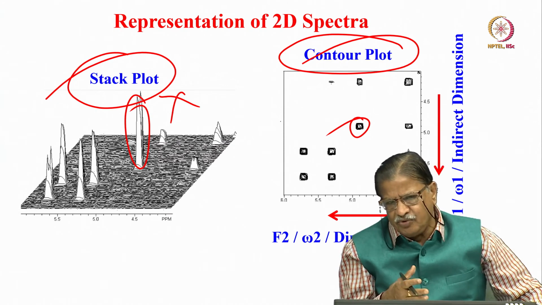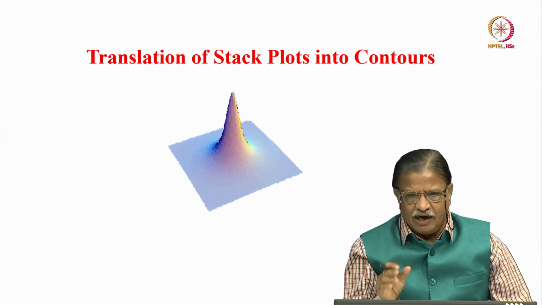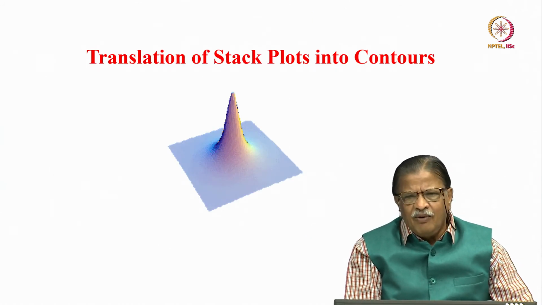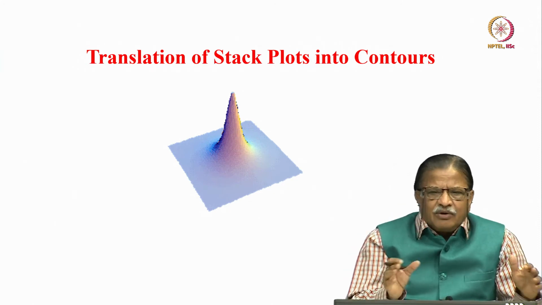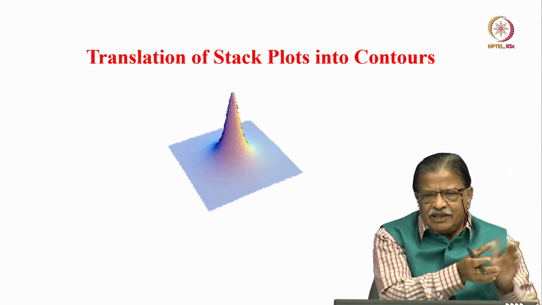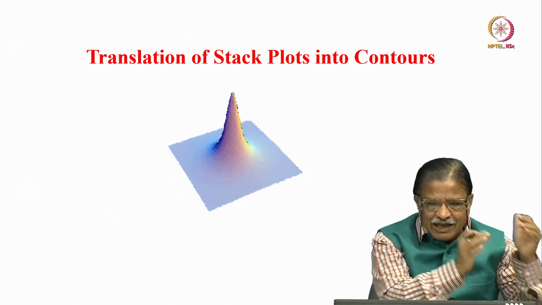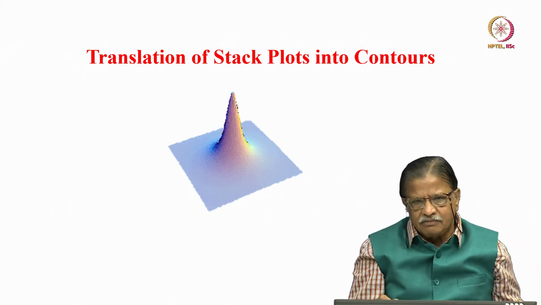Nobody is going to use that nowadays. Okay, always contour plot. Then you may ask me a question: how is a contour represented when there is a peak like this? How do we call it a contour? How is it represented? How do you translate a peak into a contour?